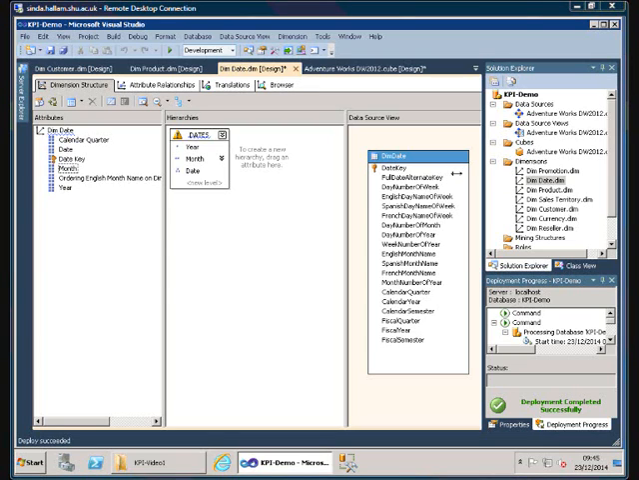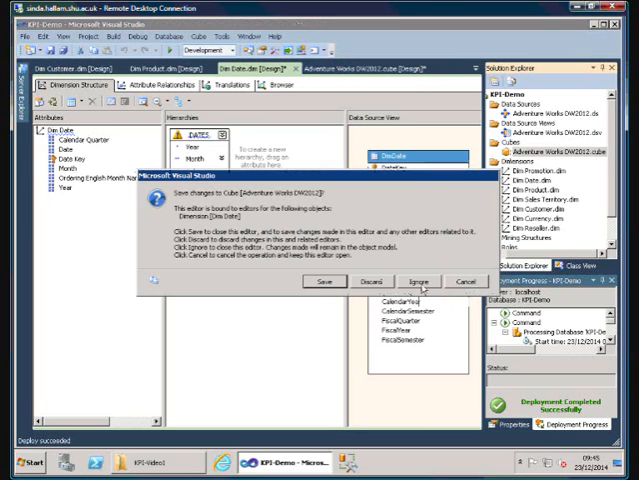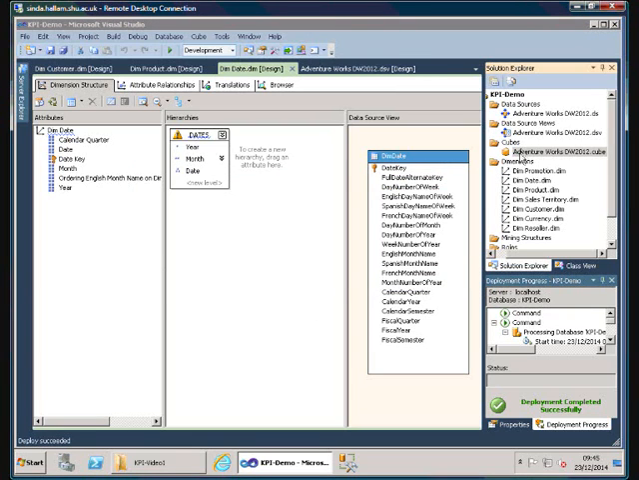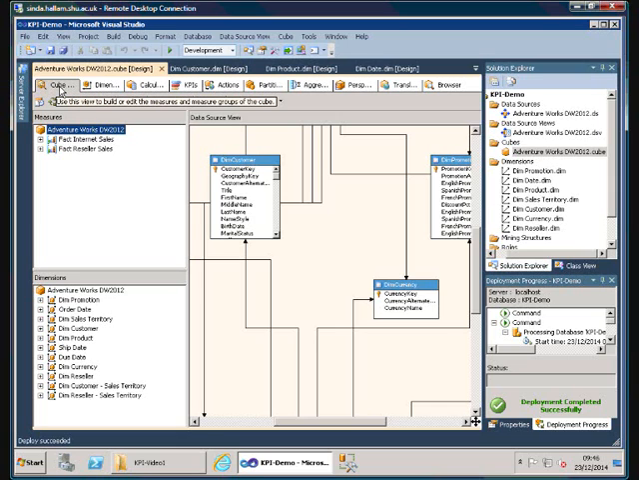Now let's have a look at the structure of the cube. So I'm going to select the cube and then go and find, I'll close down some of these first. Oh yes, of course, we've made the change, haven't we? So we need to save that. Good. Right. So we're now looking at the cube and the cube structure.